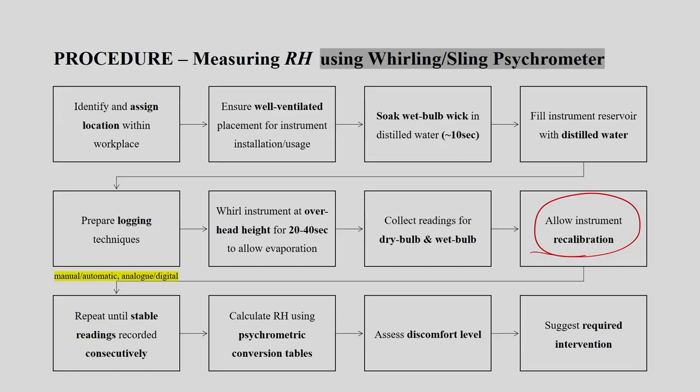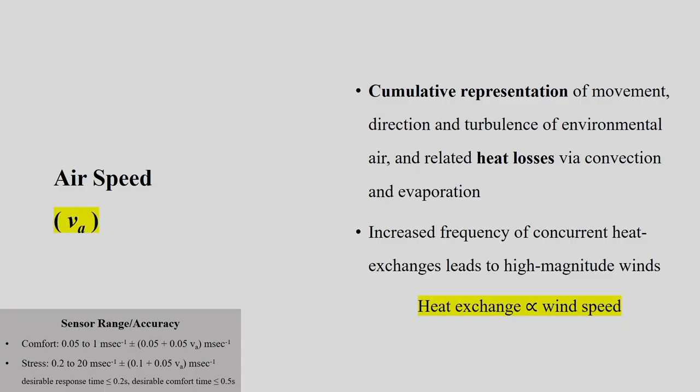Once we understood the effect of relative humidity, let us go ahead with the effect of air speed. We will be terming it as VA, velocity of air, or air speed. It is the cumulative representation of movement, direction, and the turbulence of environmental air and the related heat loss via convection and evaporation.